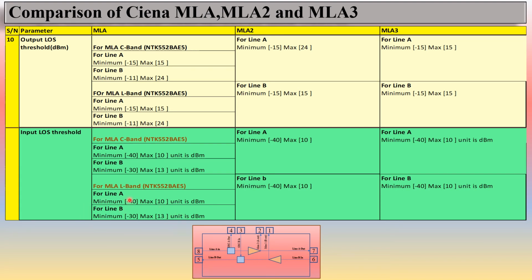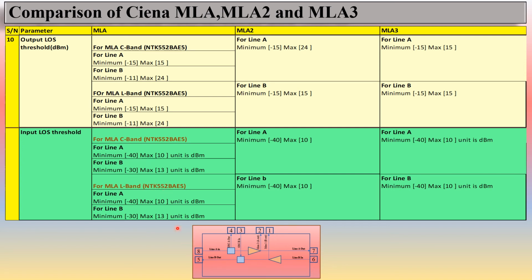So what is the meaning of this minimum and maximum? Input loss threshold means the input power for line A, on port number 8. If you are talking about line A, on port number 8 the minimum power which it can accept is -40. At -40 or below that power it will declare the loss, and the maximum is 10. So the input power range for this port is -40 to 10, and it's the same case for line B, where the range is -30 to 13.